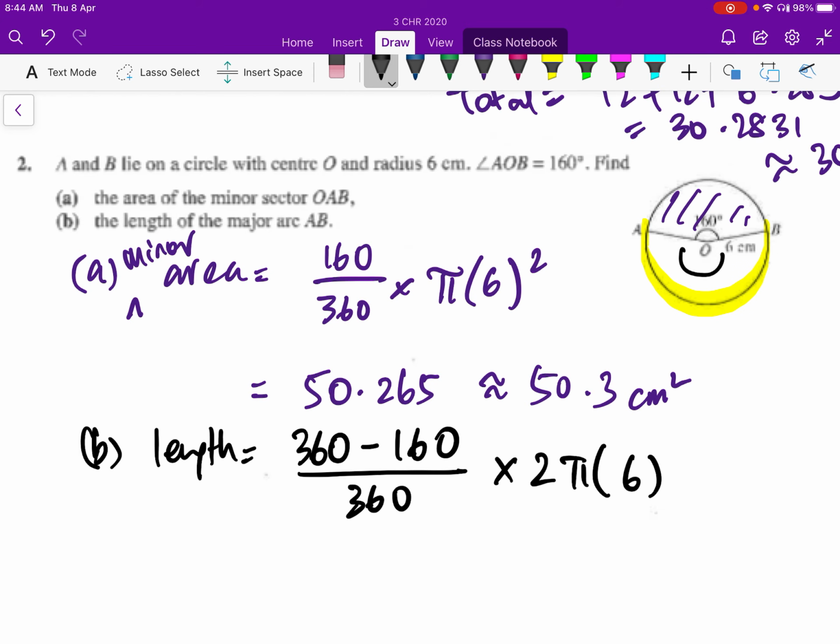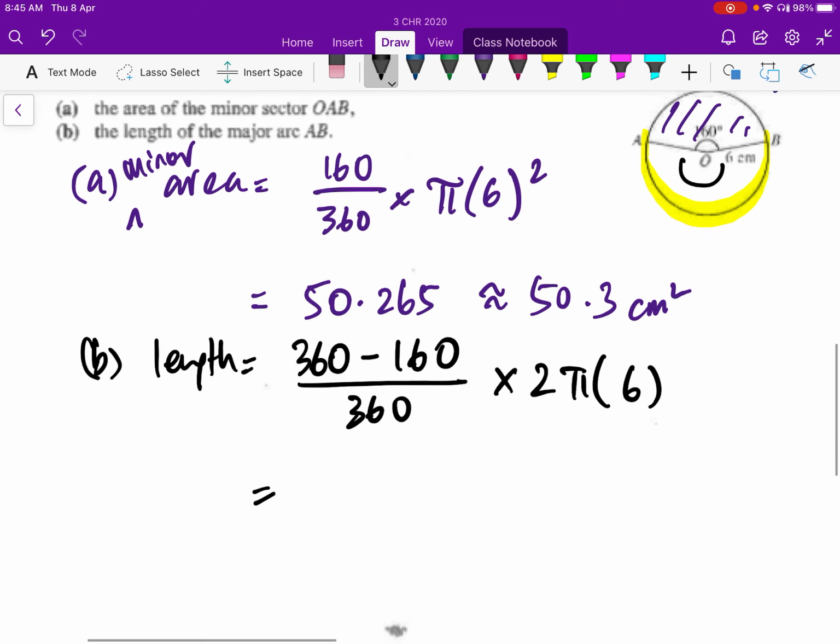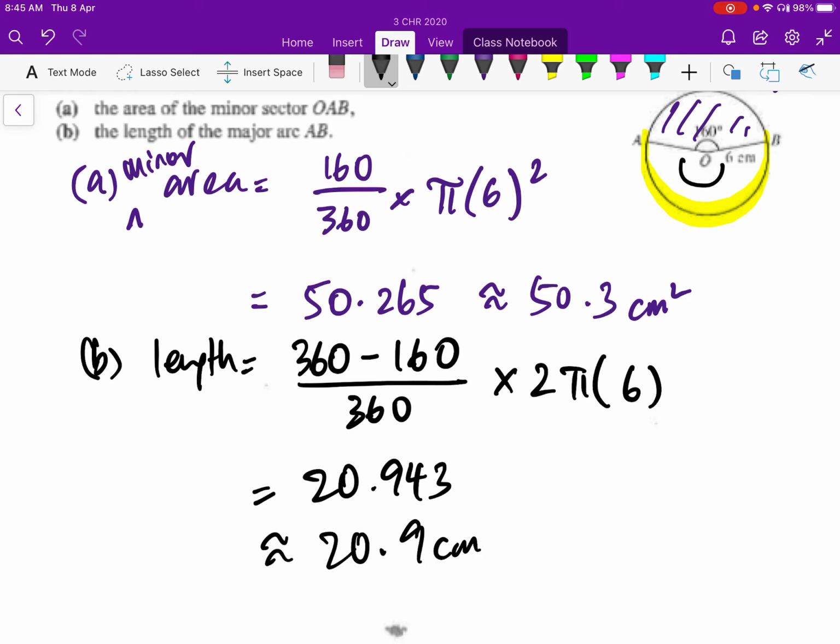Yeah, the r here, 6. No, as in r. I mean, you don't need to add the 2 radius. Don't need to add, but we still need to use it. Okay, so we get 200 over 360 times 12 pi. 20.943, so 20.9 cm.